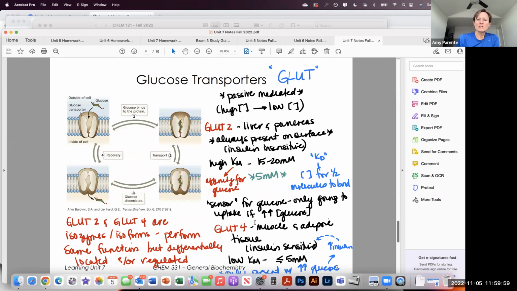Okay, and GLUT4 is not going to be present unless we have really high concentrations of glucose. That's because it's insulin sensitive. High glucose, high insulin, put GLUT4 on the surface of your muscle and your adipose tissues, but because they have a low Km value, they're going to continue to pull glucose in until they're not present. And again, that's important because once we fall below 5 millimolar glucose, then our insulin levels are going to fall. And once insulin levels fall, your cells are going to resorb those GLUT4 transporters and they won't be on the surface anymore. Okay.